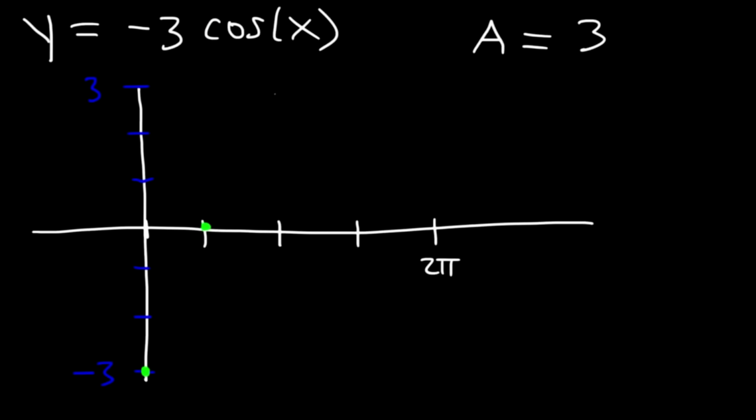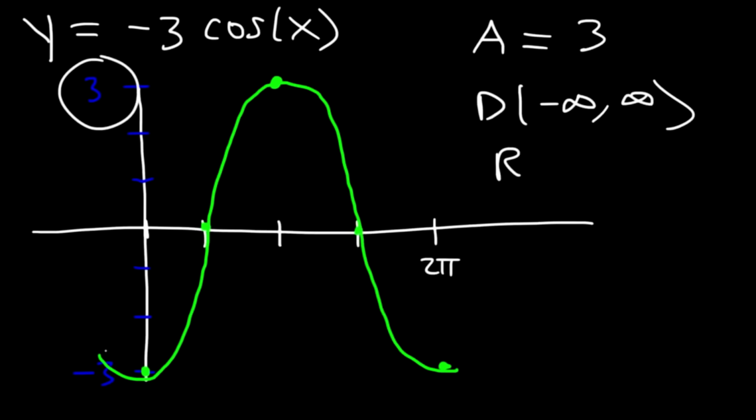So let's say if we want to write the domain and range of this cosine graph. The domain for sine and cosine graphs will always be the same. It's all real numbers. The range is based on the amplitude. The lowest y value is -3, the highest y value is 3. So that's how you can write the domain and range of this particular cosine graph.